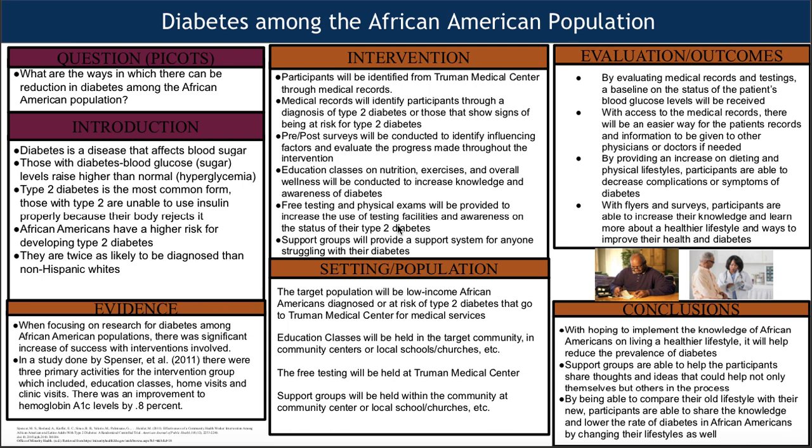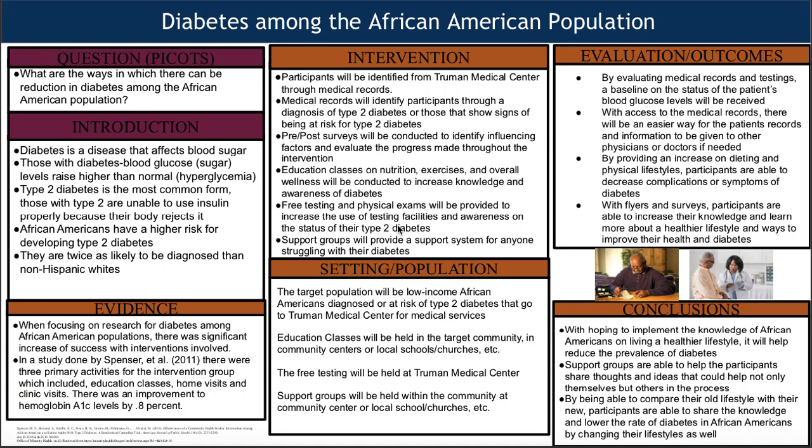And so, moving on to the evidence, when focusing on research for diabetes among African American populations, there was significant increase of success with interventions involved. And then, in a study done by Spencer et al. from 2011, there were 3 primary activities for the intervention group, which included education classes, home visits, and clinic visits. And those results were that they saw an improvement of hemoglobin A1C levels by 0.8%.